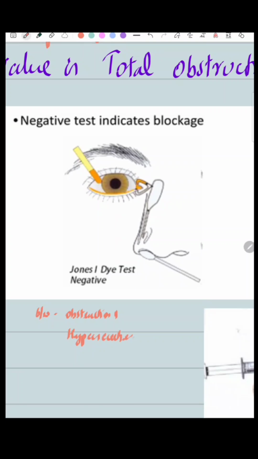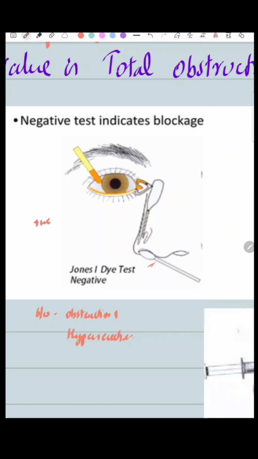Now 2 drops of fluorescent dye are instilled into the conjunctival sac, and a cotton bud dipped in 1% xylocaine is placed in the inferior meatus at the opening of the nasolacrimal duct here. After 5 minutes, the cotton bud is removed and inspected. A dye stained cotton bud is positive.